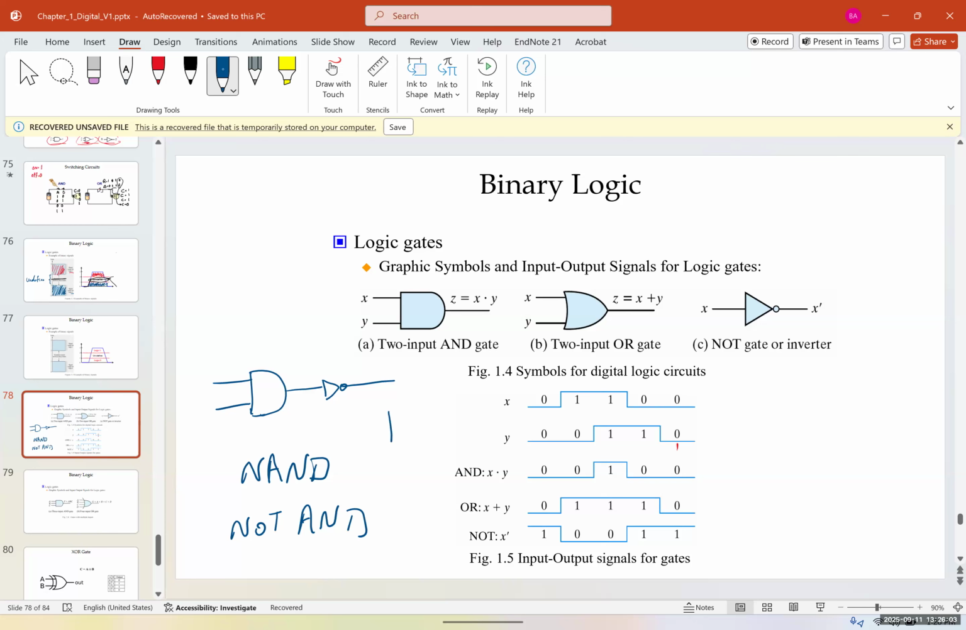So I can combine an AND gate with a NOT gate, and what I get is a NAND gate. And for a NAND gate, if I have the inputs X and Y, and the output would be Z, the table will look like this. Again, a NAND gate is a NOT AND gate, meaning it's an AND gate connected to a NOT gate.